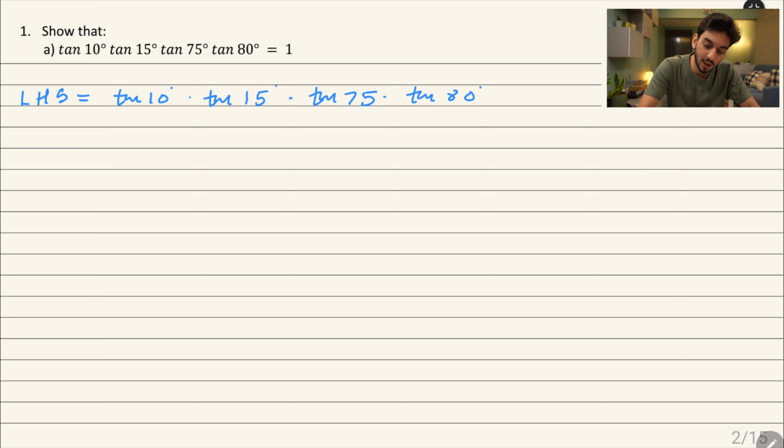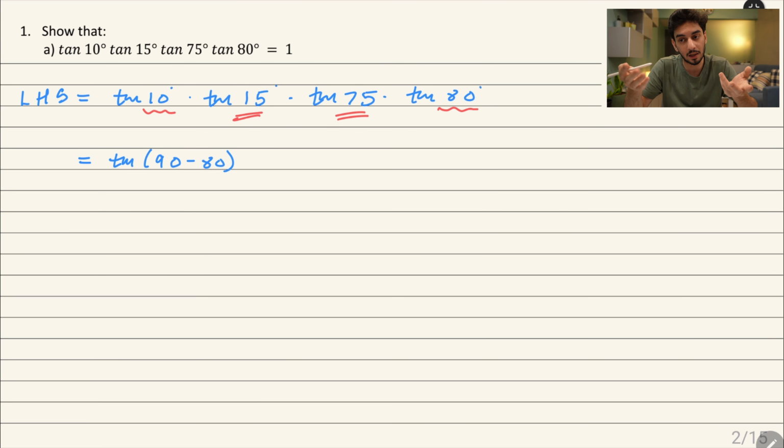Okay, I can very clearly see that 10 and 80 are complementary of each other because 10 plus 80 is 90, and I can see 15 and 75 are also complementary angles. I'll just change one of the things of the two pairs. Okay, what do I mean by that? See, listen very carefully. I can just ignore the tan 80 for the while. I can write the tan 10 as tan of 90 minus 80, because 90 minus 80 is 10. So if I write 90 minus 80 instead of 10, I did not do anything wrong.